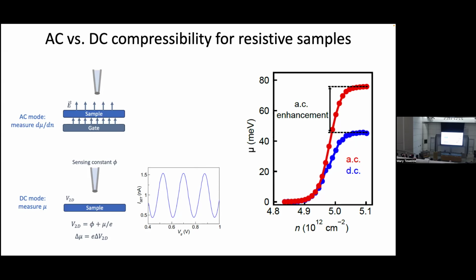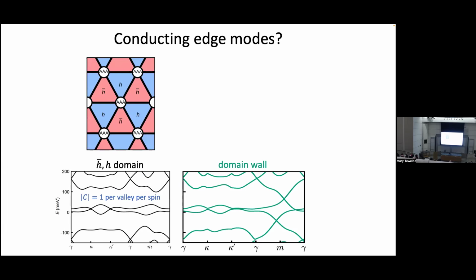But if the sample is too resistive, the RC time constant is too high, then you get a larger signal from this AC measurement than you do from DC. And indeed, that's what we observe. And in our sample, there's some difference. I'll call this AC enhancement. And you should really believe this DC number and not this spurious AC value.